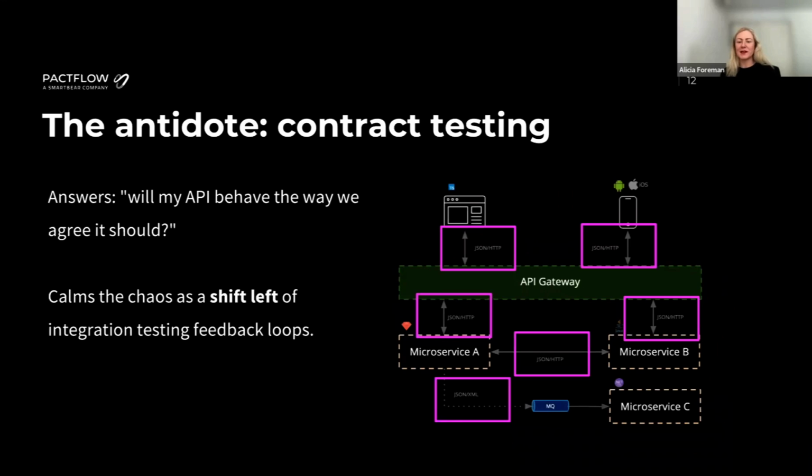So what I'm proposing here is an antidote to that chaos, and that is contract testing. If we look at testing earlier in the software development lifecycle, we're going to be able to get more knowledge and more confidence to deploy. Contract testing is a way that we can confirm that two separate systems, such as two microservices, are compatible with one another and they communicate with one another. Contract testing answers the question, will my API behave the way that we agree it should? Ultimately, calming down that chaos through a shift left of integration testing feedback loops.